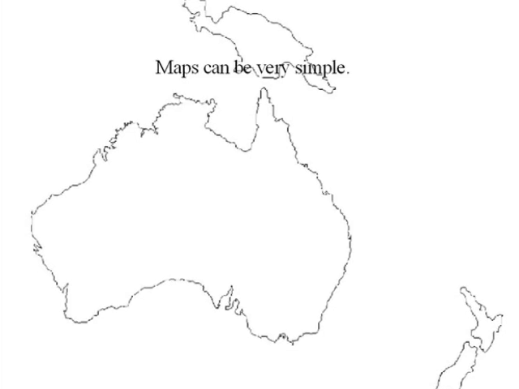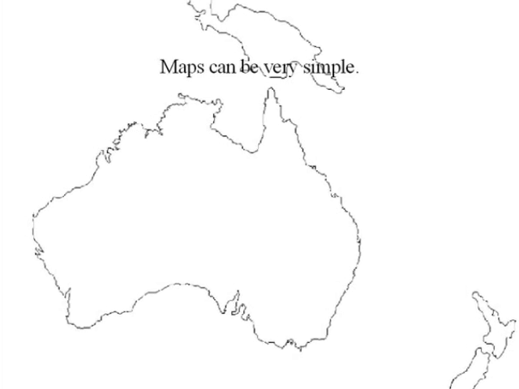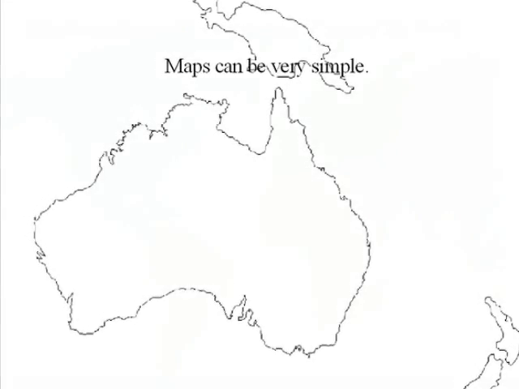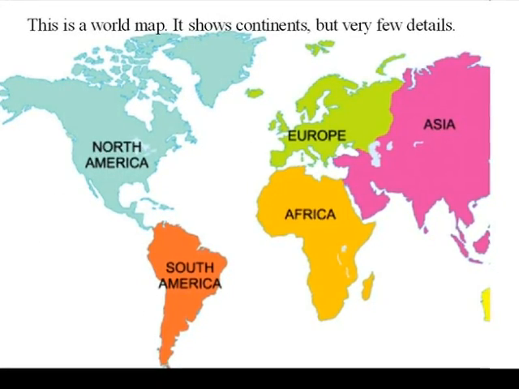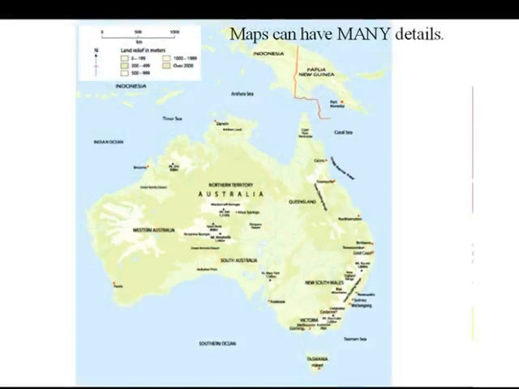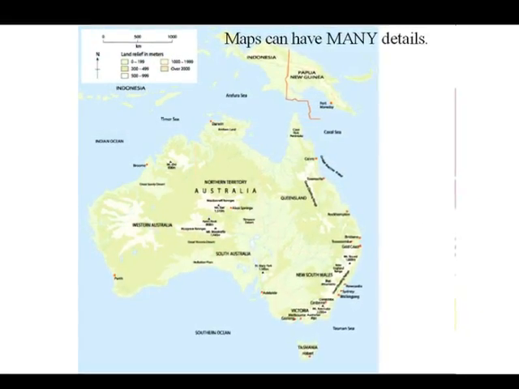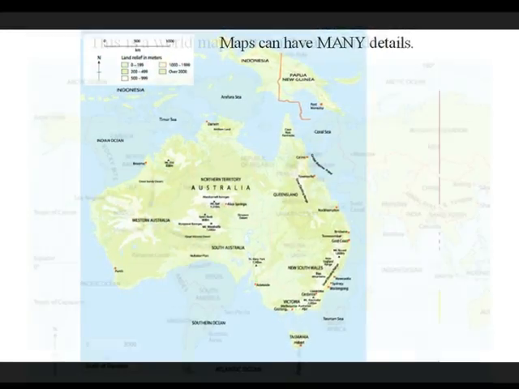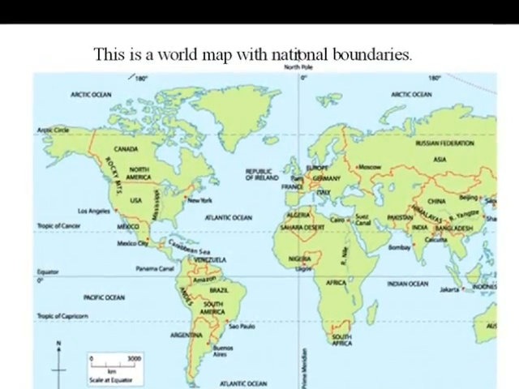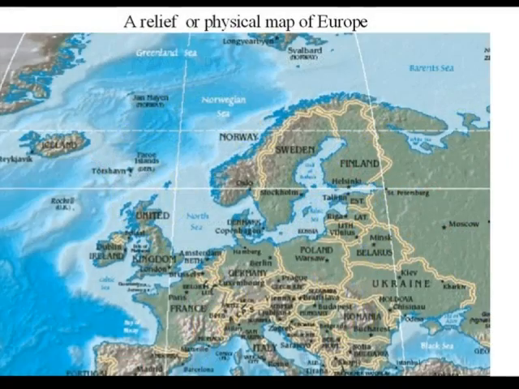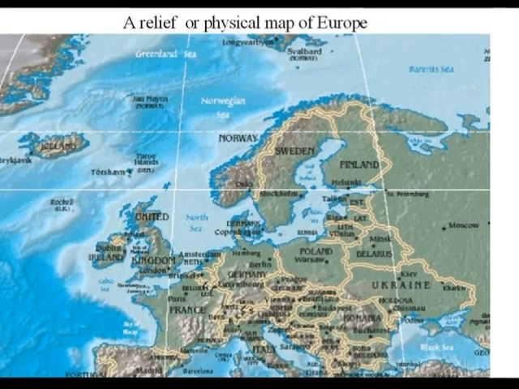Maps and atlases can be several different kinds. This is a simple map of Australia. This map shows the continents. Here is a more detailed map of Australia. This is a world map with some boundaries. This one is a physical map.